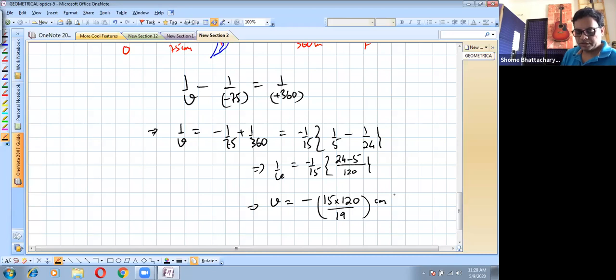Into 240 divided by 19. That according to me is, just check my calculation if it is correct. Yes, I will come to magnification later. We will discuss magnification in detail.